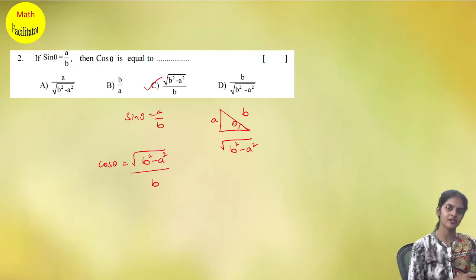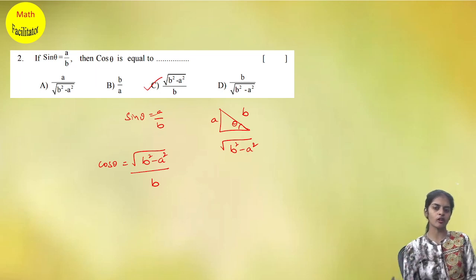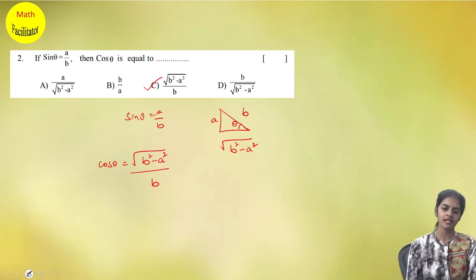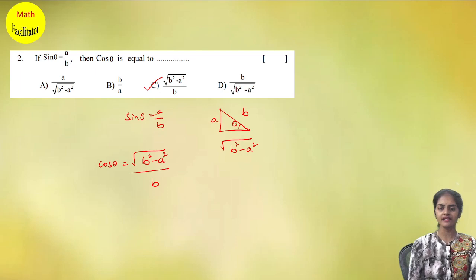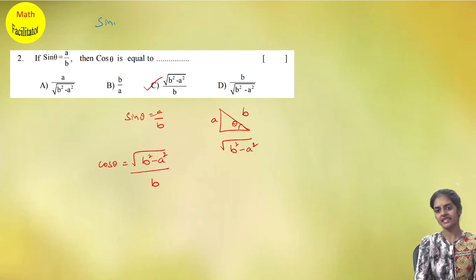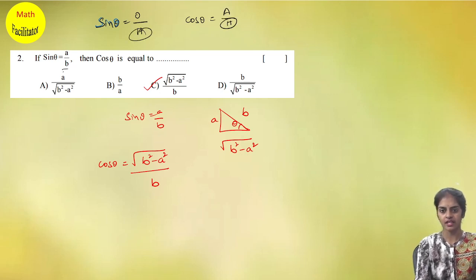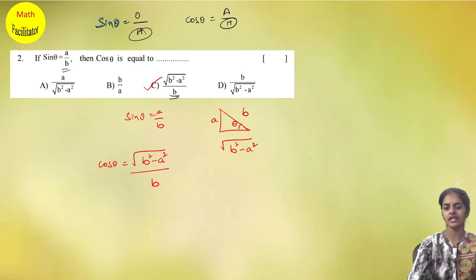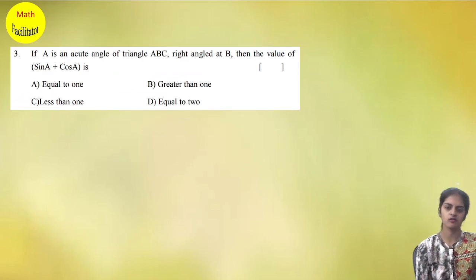One more trick which you can use, by just looking at the options, how can you answer this question? The trick is, we know sine theta is nothing but opposite by hypotenuse. Cos theta is nothing but adjacent by hypotenuse. So hypotenuse values are same. So here you have b. Wherever you have b, that will be your option. Okay, in most of the cases, this is the option. So you don't have to solve. You can directly choose it also.